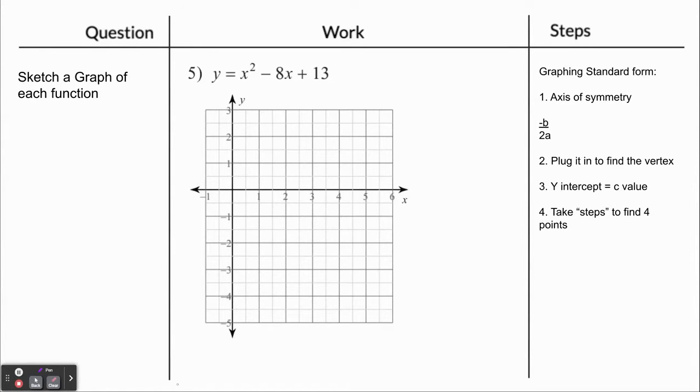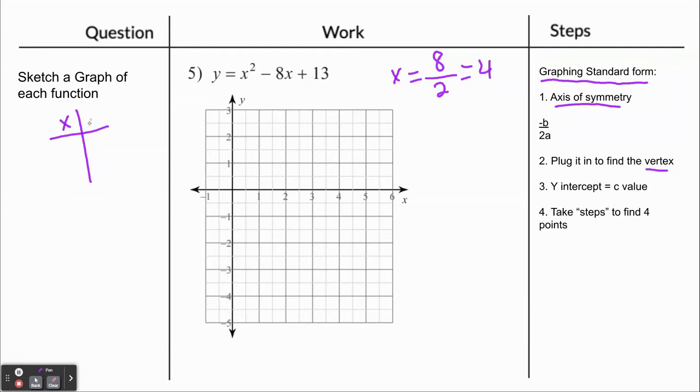You're asked to sketch a function here that is in standard form. So my first step is actually going to be to find the axis of symmetry so we can help find the vertex. So axis of symmetry is the negative b value, which is -8, so it actually becomes +8, over 2a, and then a is just 1 in this case. So our axis of symmetry is when x is equal to 4.